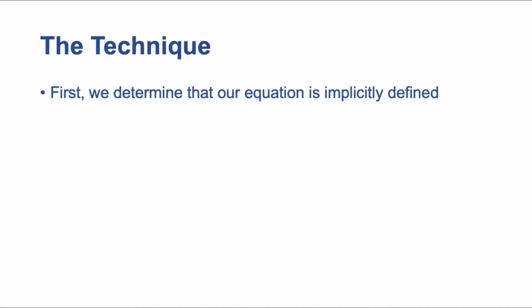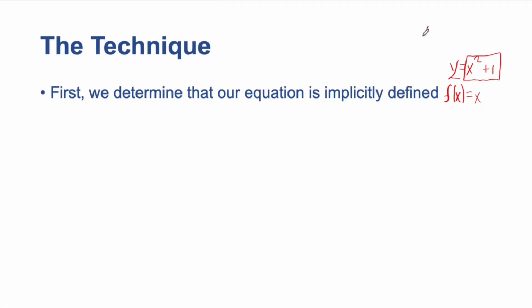First, we need to make sure that our function is implicitly defined. I could have a function like y equals x. That's definitely a function. I could literally write that as f of x equals x. So that's definitely explicitly defined, as is x squared or x squared plus 1, or anything where I have y isolated, and I can easily see that I have it defined in terms of x.